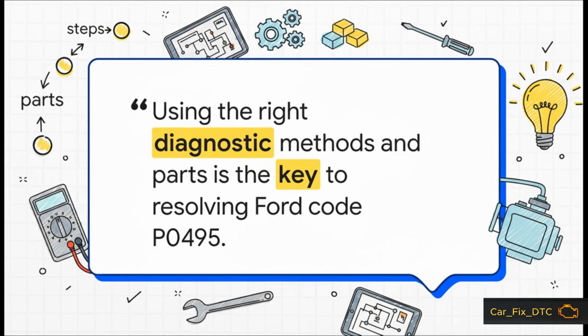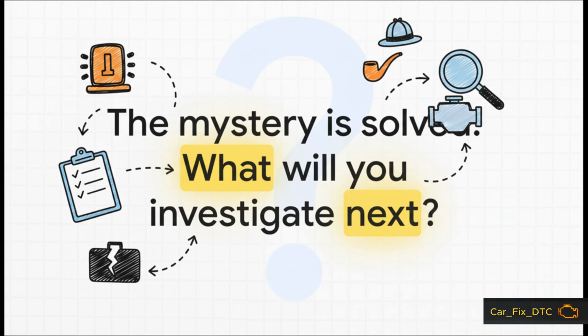And honestly, that is the key takeaway here. This stuff isn't about just guessing and throwing parts at a problem. It's all about having a clear step-by-step method. Following the right process and using the right parts, that's what makes the difference between a really frustrating afternoon and a job well done. See? That check engine light doesn't have to be some big, scary mystery. When you're armed with a simple checklist and a little know-how, you become the detective. You just cracked the P0495 case. So the only question now is, what mystery are you going to solve next?